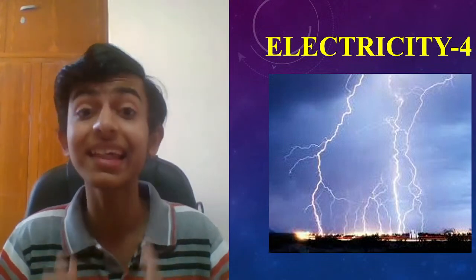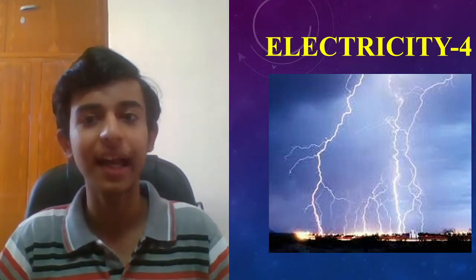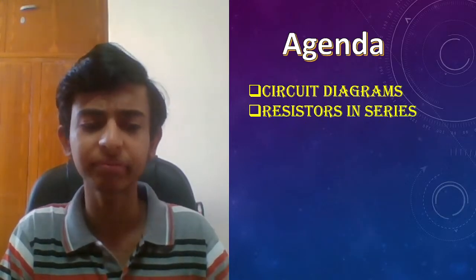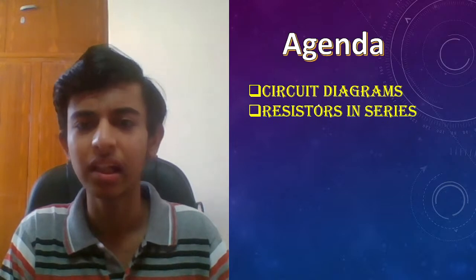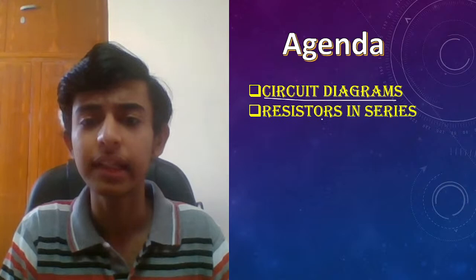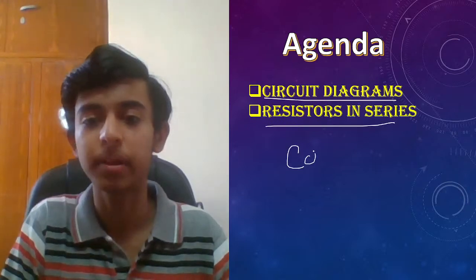Okay, good. That's awesome. So, people, what we'll be doing today is electricity part 4. A very important chapter, and 3 parts have already been covered. In case you've missed those parts, go back and watch all the amazing sessions which have already been uploaded. So today is the 4th part of electricity, and the agenda for today is something very simple. Circuit diagrams. First we'll be understanding what circuit diagrams are, and about resistors in series, which is your combination.